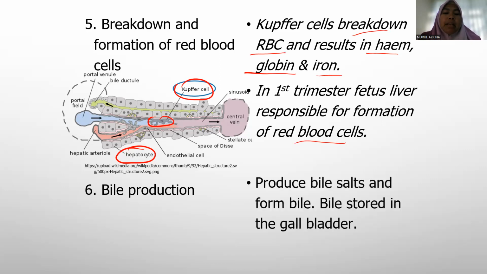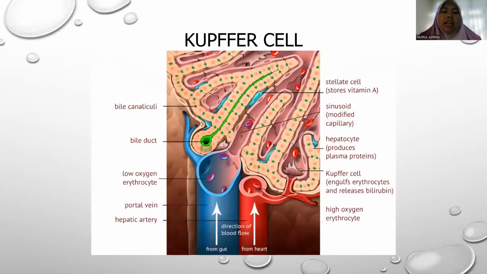Number six, function of liver is to produce bile. The liver produces bile salt and forms bile, which we call bile salt, and bile is stored inside the gallbladder. Again, this one is showing you the Kupffer cell and also the hepatocyte. So this is the hepatocyte, and this is the Kupffer cell. Where is it? This one, the Kupffer cell.